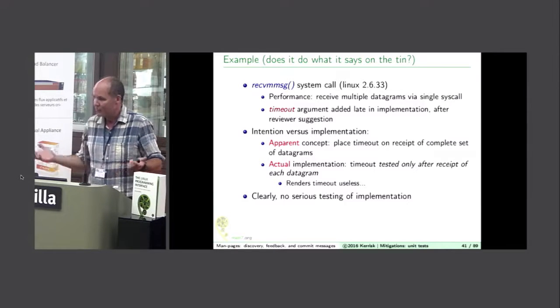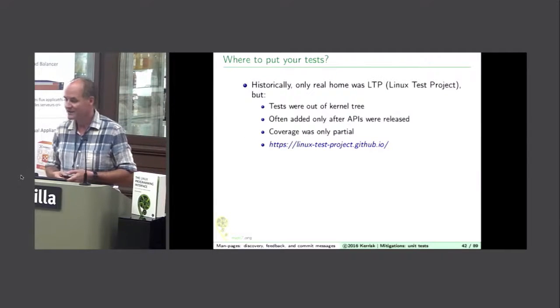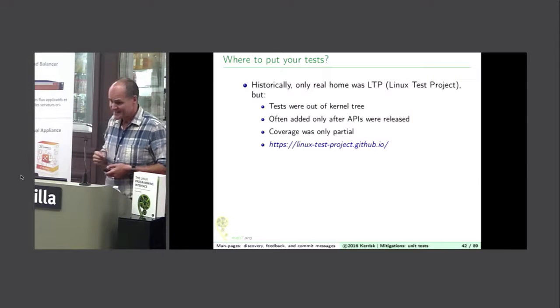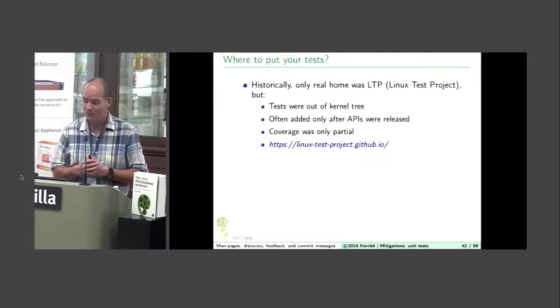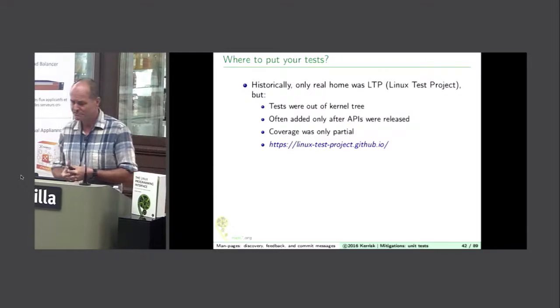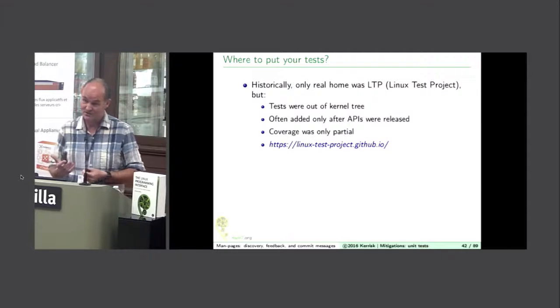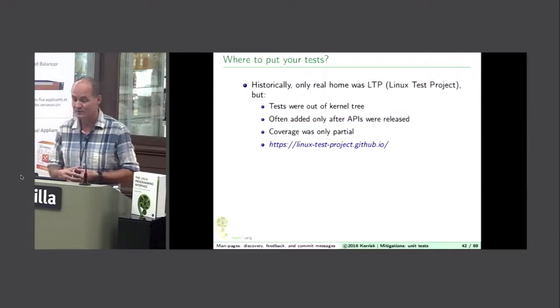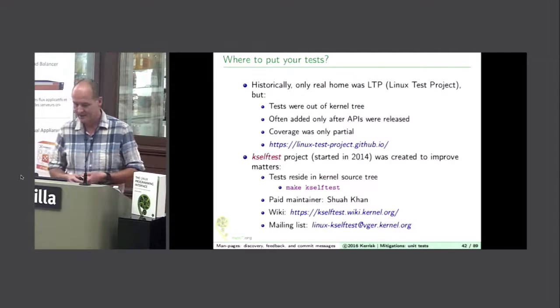So no one tested this sort of stuff before release. No unit tests, obviously. Nowadays, things are a bit better. Historically, the only place to put unit tests was LTP, the Linux Test Project, which was good, but one of the problems is the tests are out of tree. They're usually added typically only after APIs are released, and the coverage has always been sort of partial. So it just doesn't really solve the problem of fixing APIs before they go out the gate.